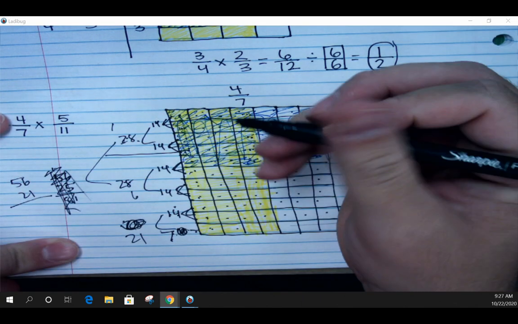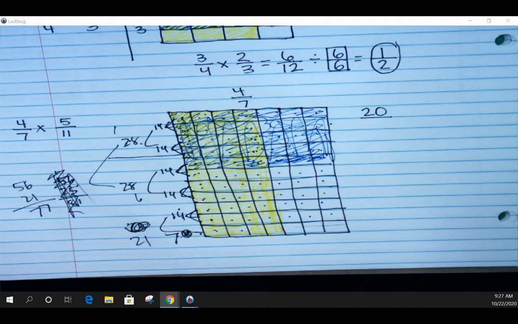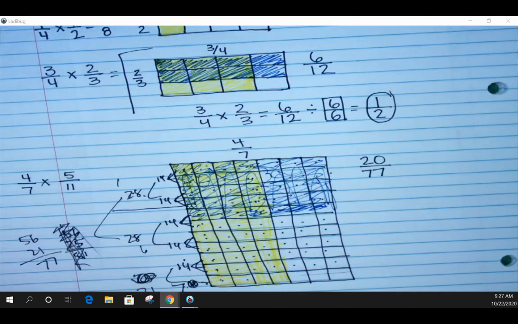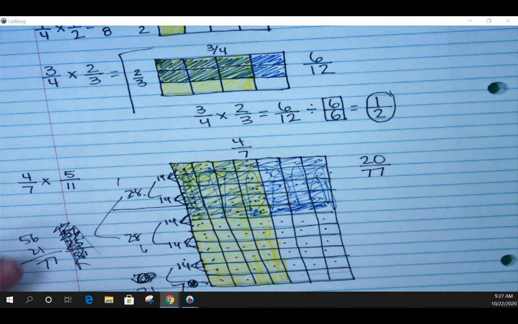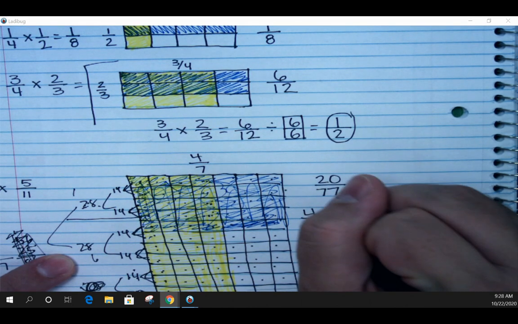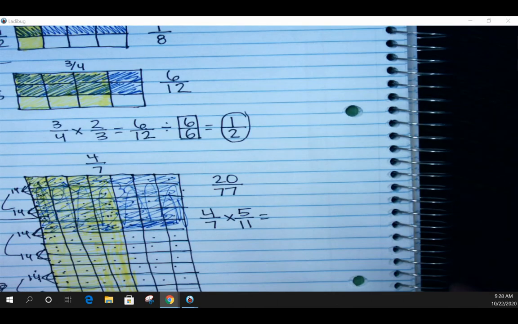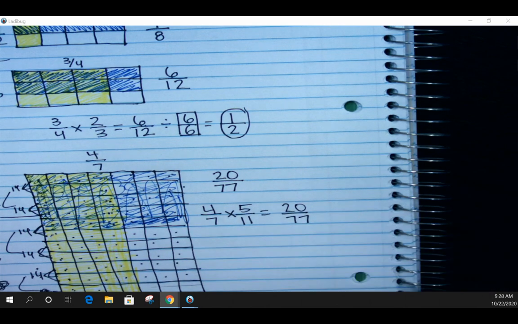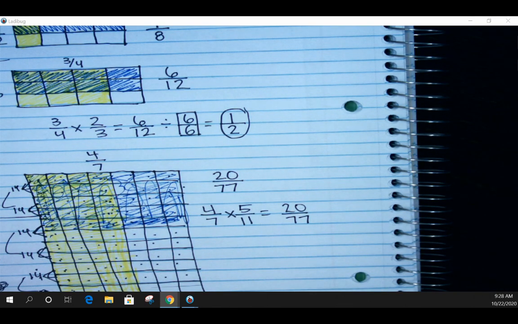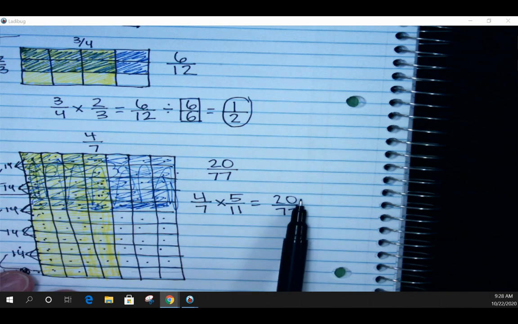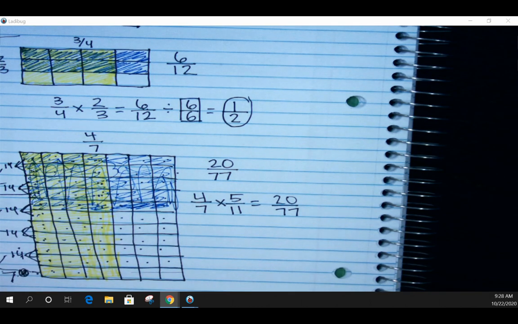Now let's try that. 77. 20 over 77. 4/7 times 5/11 equals 20 over 77. So if Bryson's right, then all we have to do is multiply the numerators and then multiply the denominators.